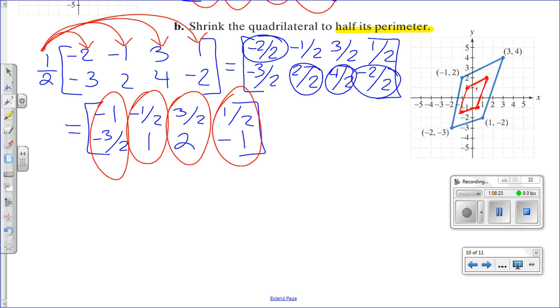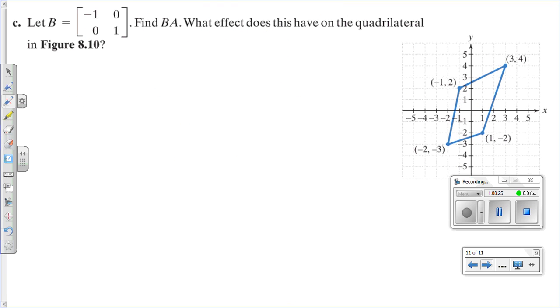Okay, and we're almost done. There's just one more problem. And now, before being told what kind of transformation they want us to do, we're going to do what it says here. So we have a matrix, and we're going to multiply that matrix, which is B, times matrix A, which is the original matrix that contains our original points.